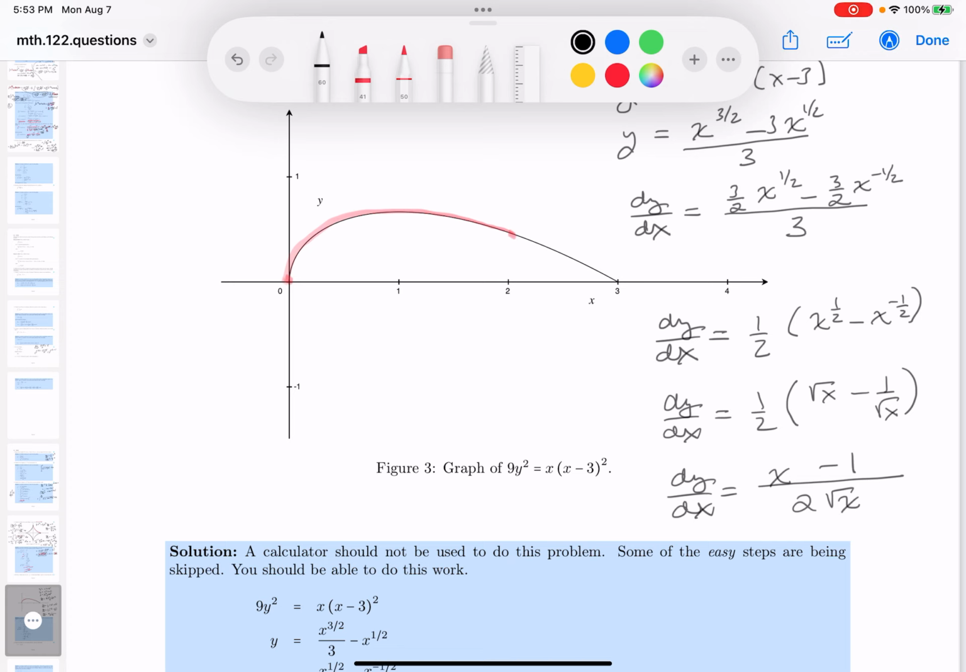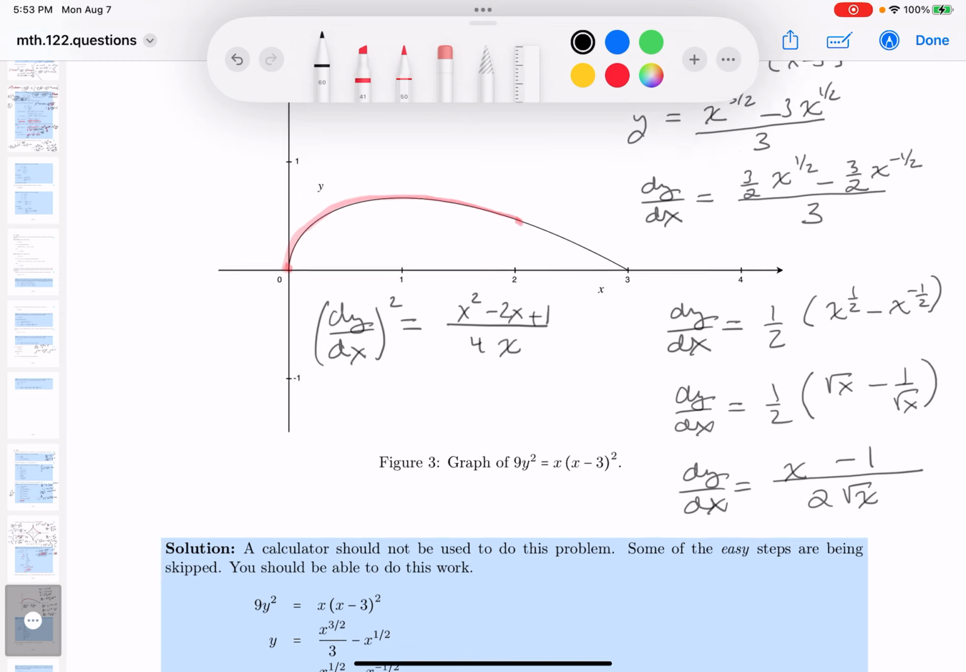All right? So I'm going to say, I think I can square that now. So I'll write that down for you. So dy dx, square it. And what does that give you? Well, on the bottom, it's just going to give you 4x. On top, what do you get? You'd get x squared minus 2x plus 1.